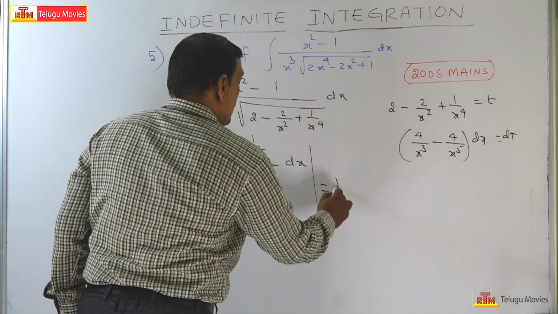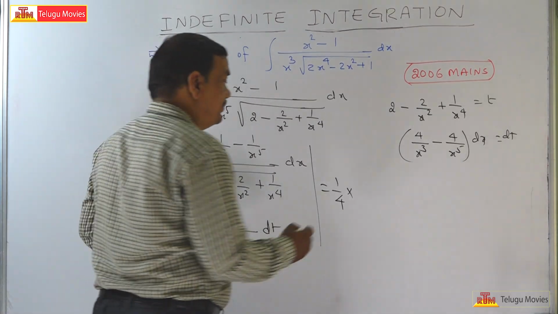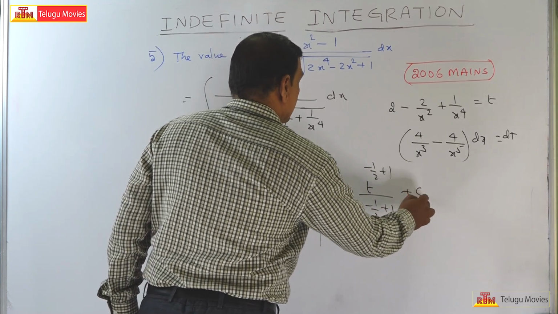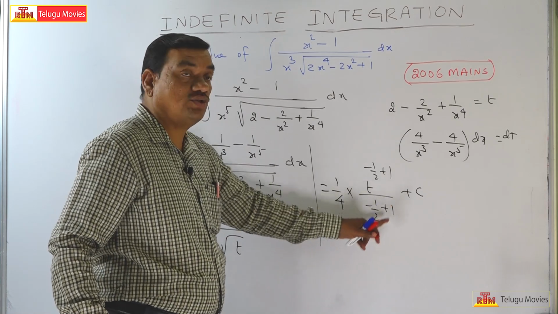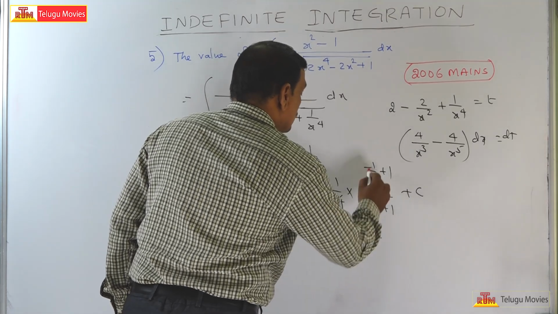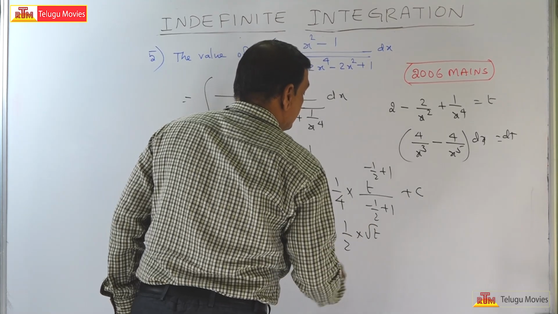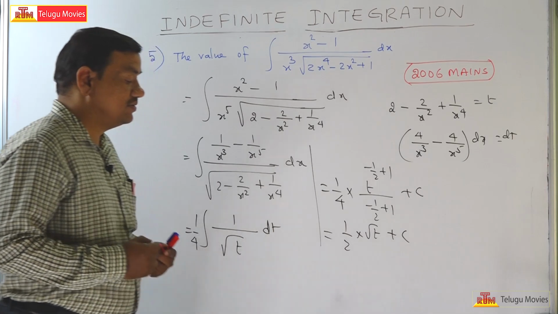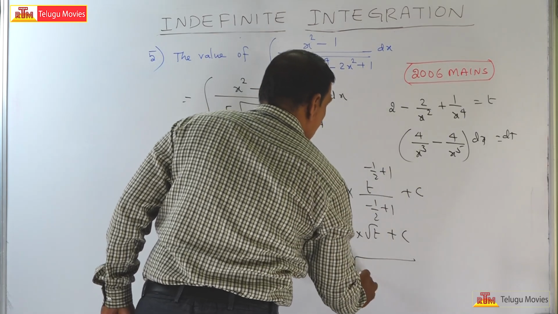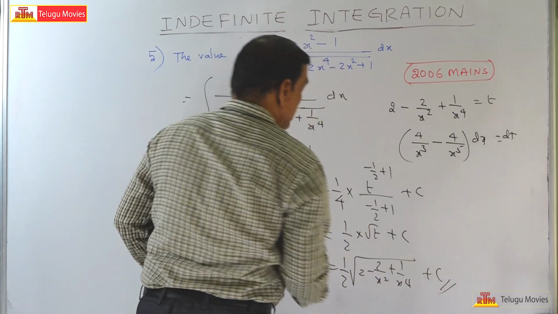So, this is equal to 1 by 4 into 1 by root 2, t power minus 1 by 2 upon minus 1 by 2 plus 1, plus c. Here minus 1 plus 2 is 1, and the 2s will get cancelled. So you will get root 2 t plus c. Understand this? So this is equal to 1 by 2 into the square root of t, meaning 2 minus 2 by x square plus 1 by x power 4, plus c. This will be our final answer.